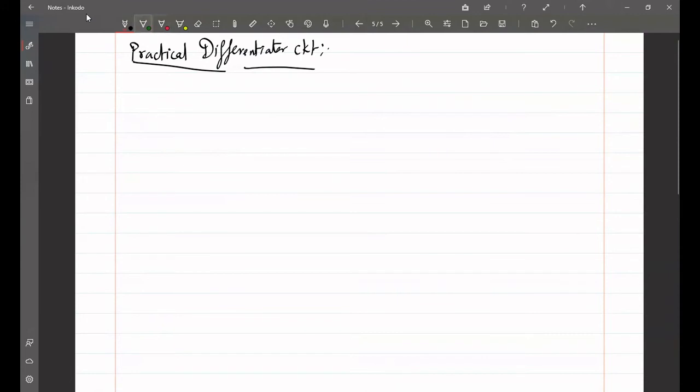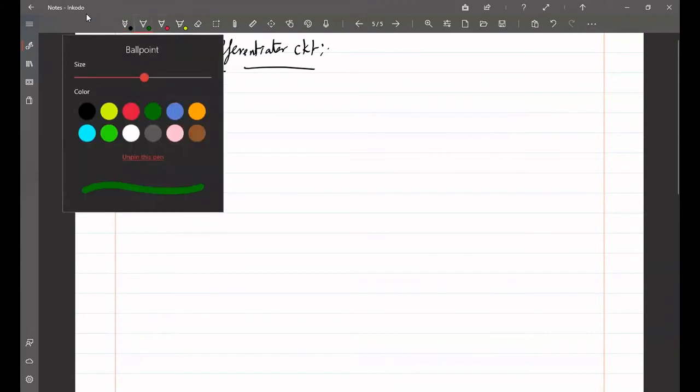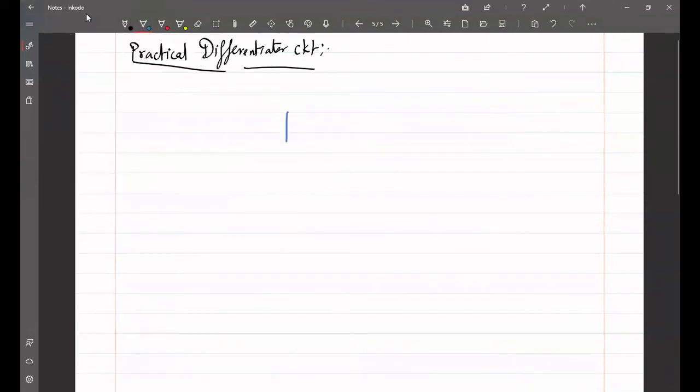So let's see, this is an ideal differentiator circuit. This is the inverting terminal, this is the non-inverting terminal. The non-inverting terminal will be connected to the ground. In the inverting terminal, we already have the input capacitor. And in the feedback, we will have the feedback resistance that is represented as RF. And here we will have the output voltage V0.